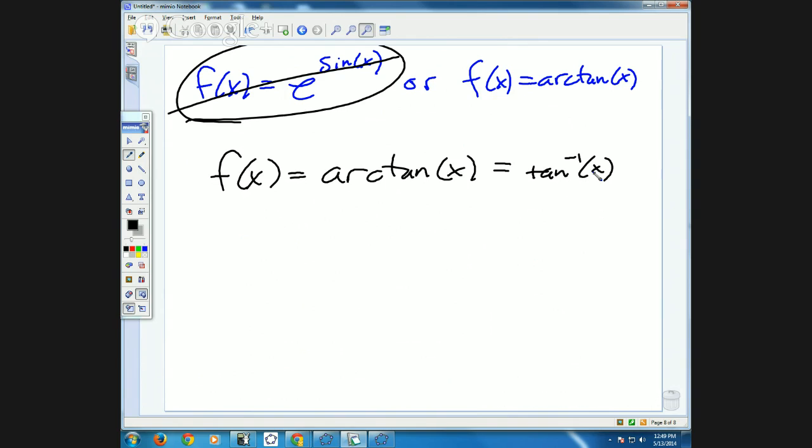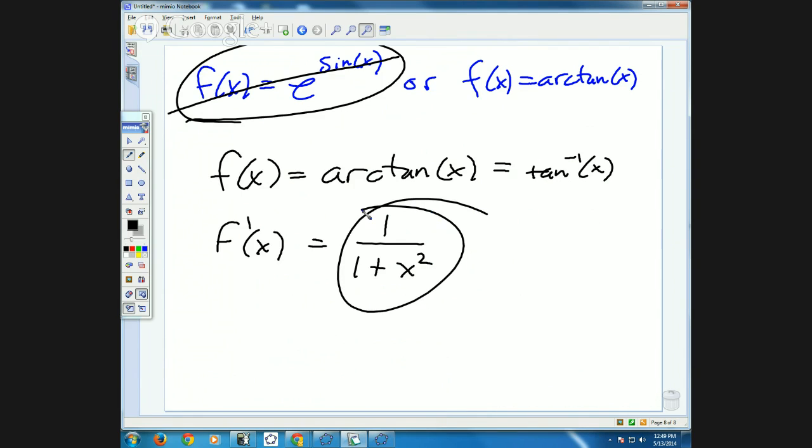Okay. So what's the derivative? Does anybody recall the derivative of the arctangent? 1 over 1 plus x squared. Okay, excellent, good. Does this series look familiar, this black series there? Does this look familiar, this function?